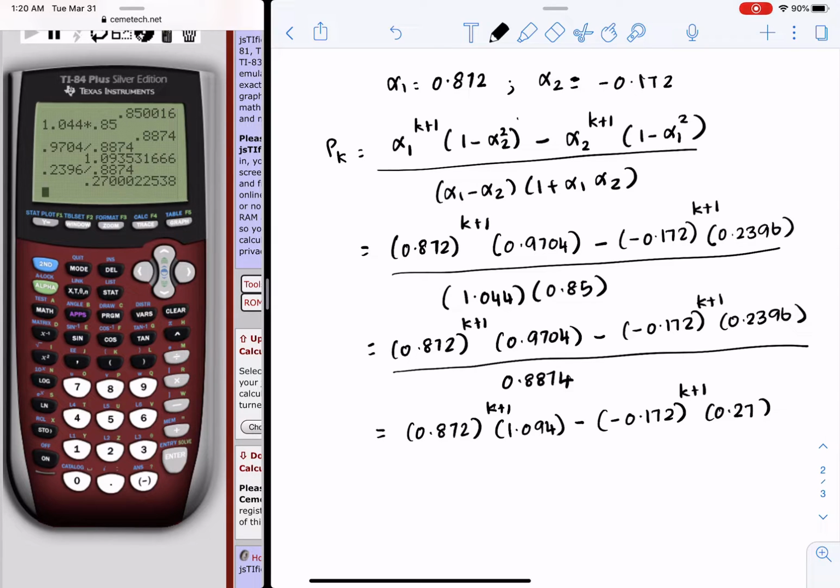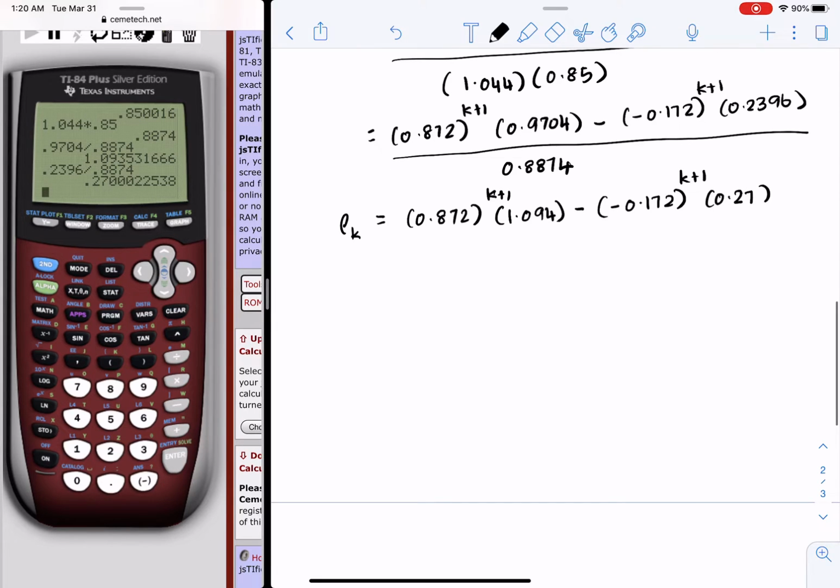So that is the general expression for rho k, and I've found this simply by using the inverse of the roots of the characteristic polynomial. Mind you, this only works for an AR2 model, not for any other model, just AR2. And we derived this expression right here for AR2. So rho k ends up being that expression.